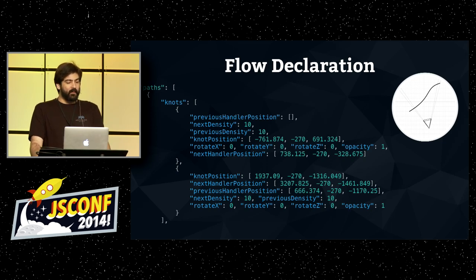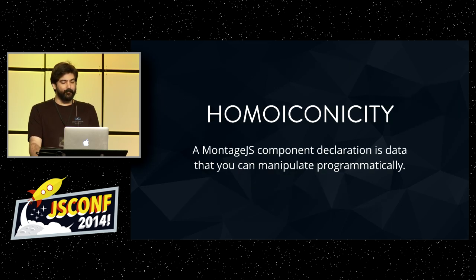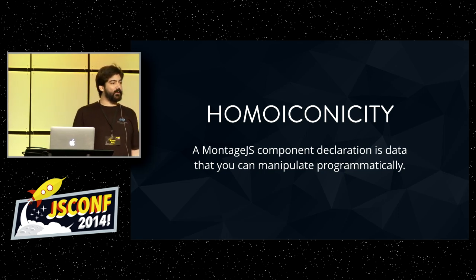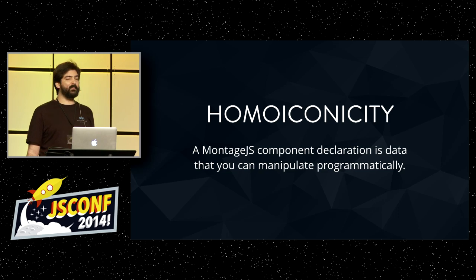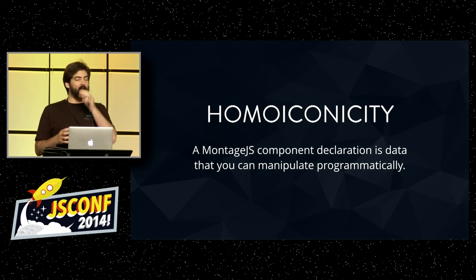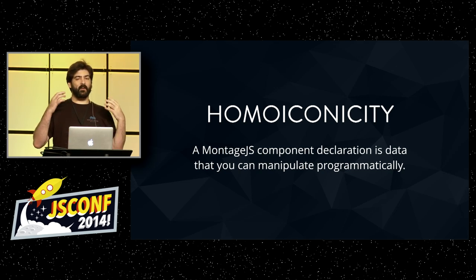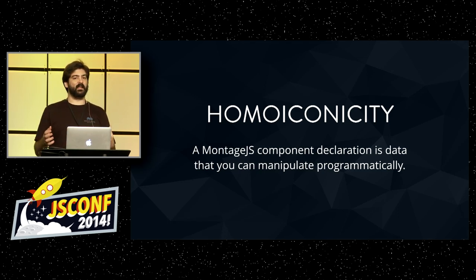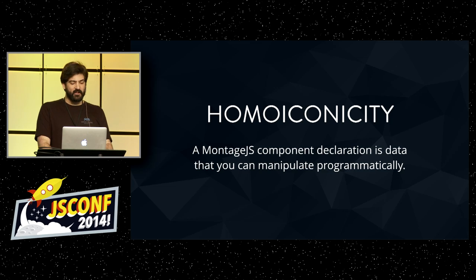And we can. One of the things that's really fantastic about the MontageJS component declaration is that it is just JSON data. So here's a big word for you: homoiconicity. If any of you have ever learned Lisp or a Lisp-like language, you probably know what that means. The idea is that your code is data that you can programmatically manipulate. That's a really exciting concept, because when you have your application logic in a format that you can programmatically manipulate, it opens the door to creating very rich tooling on top of it, being able to manipulate it in interesting ways, and being able to produce it through scripts and from other data sources. And that's a huge part of what MontageJS is all about.